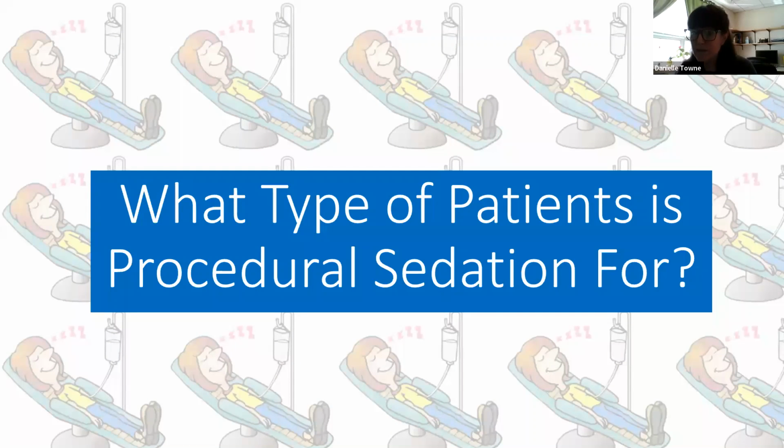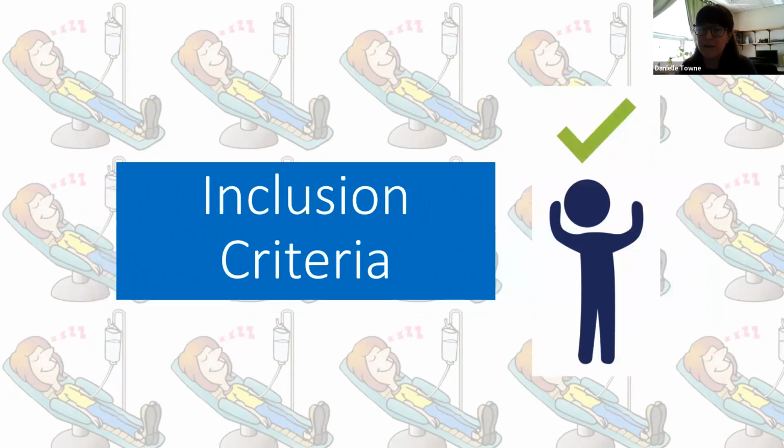What kind of patients is procedural sedation for? There are a couple of different patients that this works for and some that it doesn't. For the inclusion criteria, it's intended for patients of all ages who have conditions that require pain and/or anxiety management to successfully accomplish an interventional or a diagnostic procedure. High-risk patients are included with the understanding that these patients are at an increased risk of complications from procedural or moderate sedation and analgesia, and the use of an anesthesia provider should be considered for any of our high-risk patients.